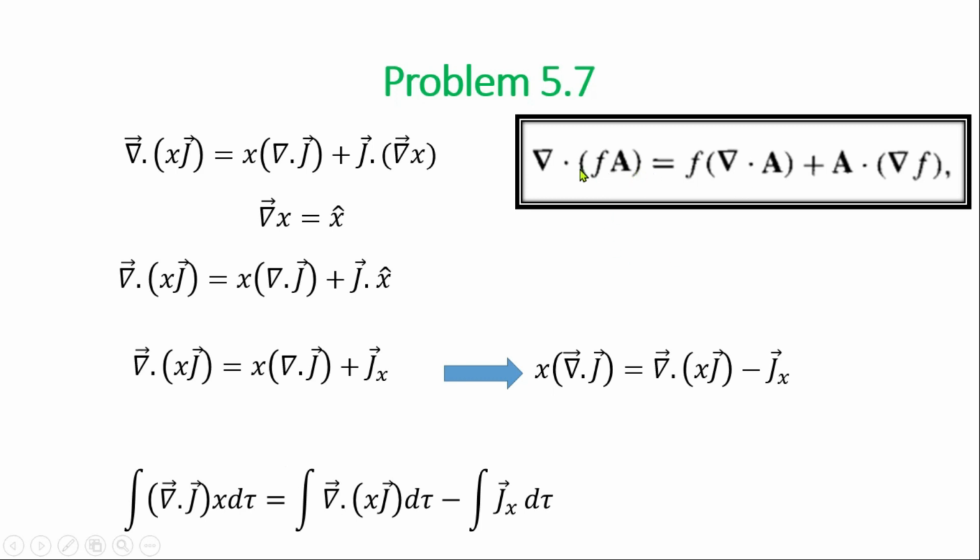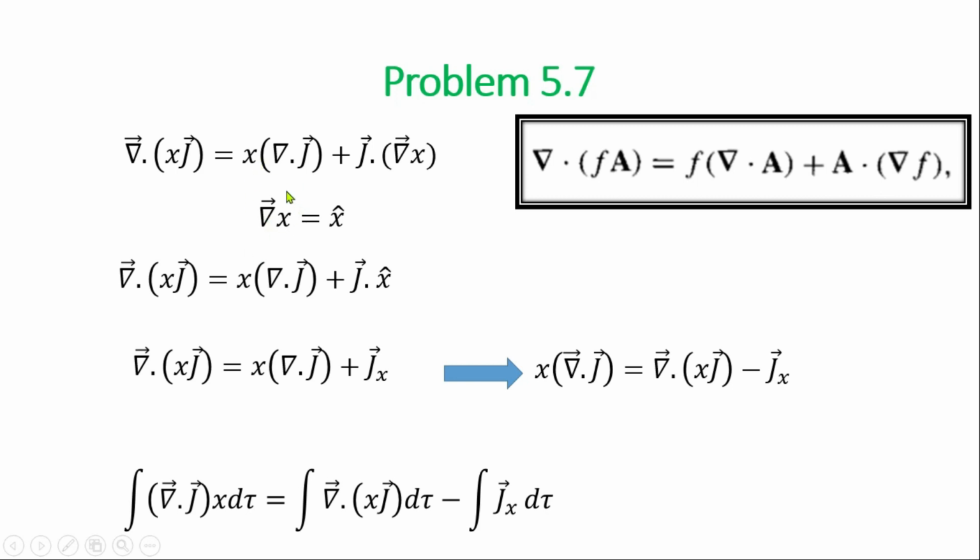Using this product rule, we can write the divergence of x j is equal to x times the divergence of j plus j dot gradient of x. Here x is a scalar quantity and j, the current density, is a vector quantity. Using the product rule, the scalar quantity is left as it is: x times the divergence of the vector quantity, plus the vector quantity dotted with the gradient of the scalar function.